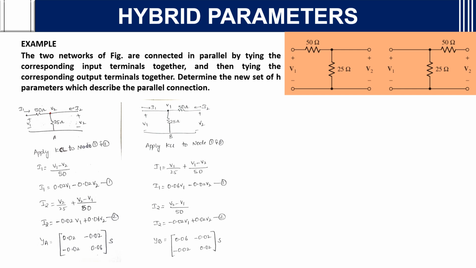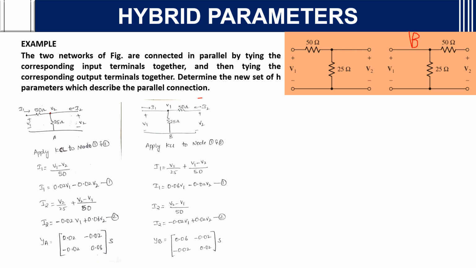Then for network B, if you consider this as network B, consider the currents I1, I2, V1, V2, 25 ohms and 50 ohms. Apply KCL to node 1 and node 2. For node 1, I1 will be the incoming current. Then the outgoing current is V1 by 25 and V1 minus V2 by 50. If you rearrange, you will get I1 is equal to 0.06 V1 minus 0.02 V2.